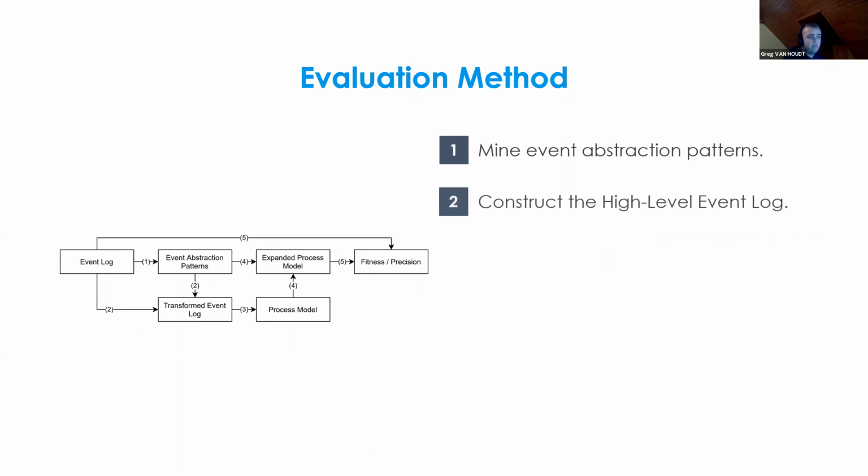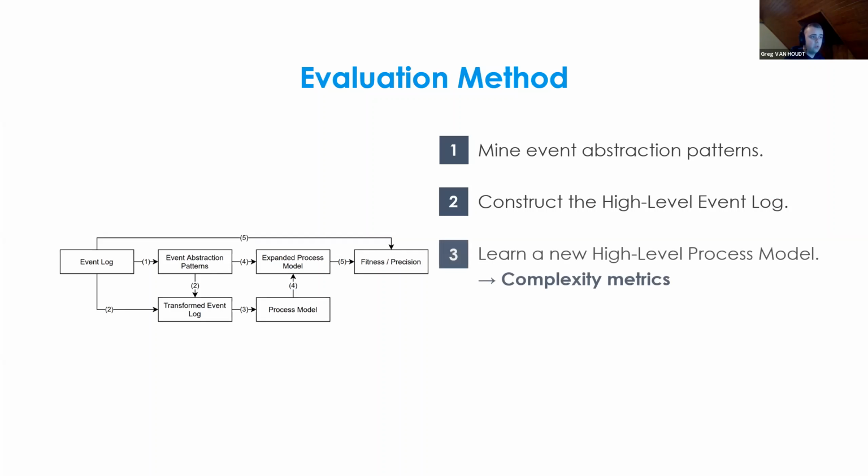Step 2 would then be to construct the high-level event log. Again, we're going to insert the higher level patterns into the event log. We're going to do that on a pattern-based approach as designed by Felix Manhart et al. Next, having obtained the higher level log, we can construct the higher level process model as well to start computing complexity metrics. When obtaining the new complexity metrics, we can then make the comparison between the higher level and the lower level process model to see if there's an evolution.